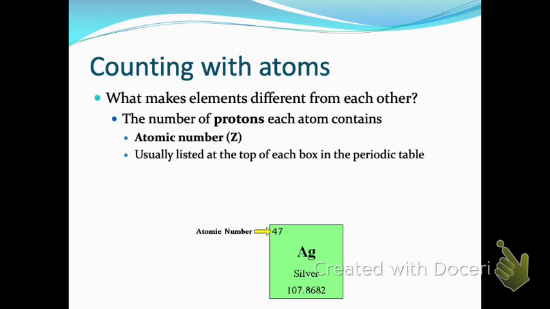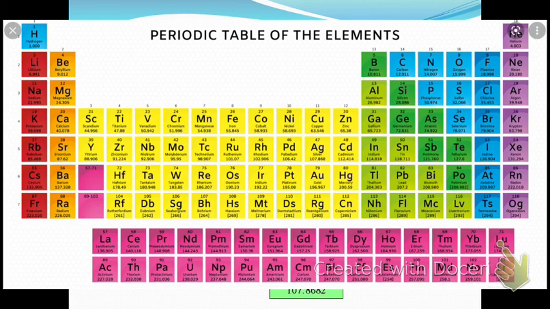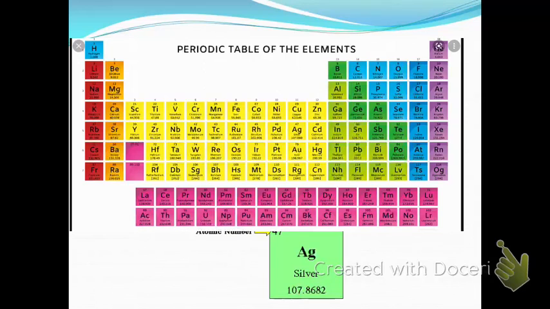So the atomic number for phosphorus, which is just P. Can you locate phosphorus? 15. Its atomic number is what? 15. Okay? What element has the atomic number 26? Iron. Good.